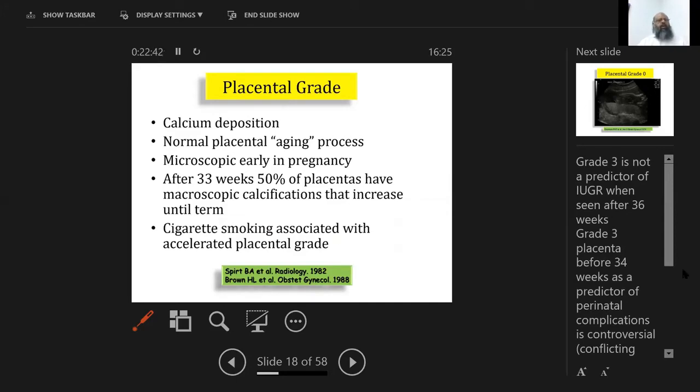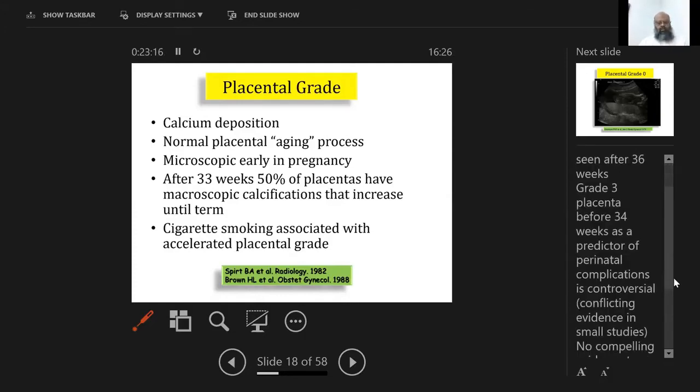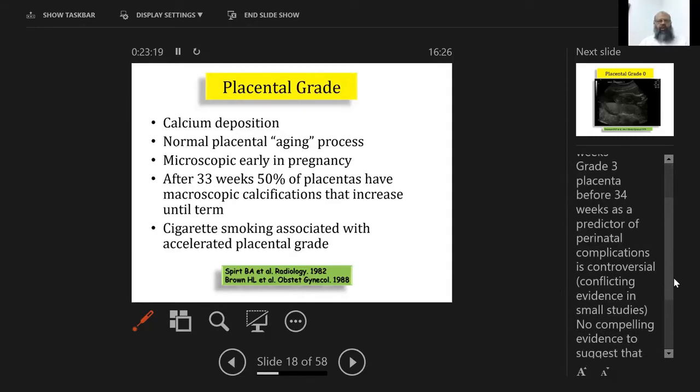We have to keep in mind that it is not a predictor that once we get grade 3, there will be more complications. So after 36 weeks, grade 3 placenta can be normal finding. And before 34 weeks, we can predict that there may be some prediction of perinatal complications, but still it is controversial and conflicting statement, because there are very small studies which go in favor of this point.